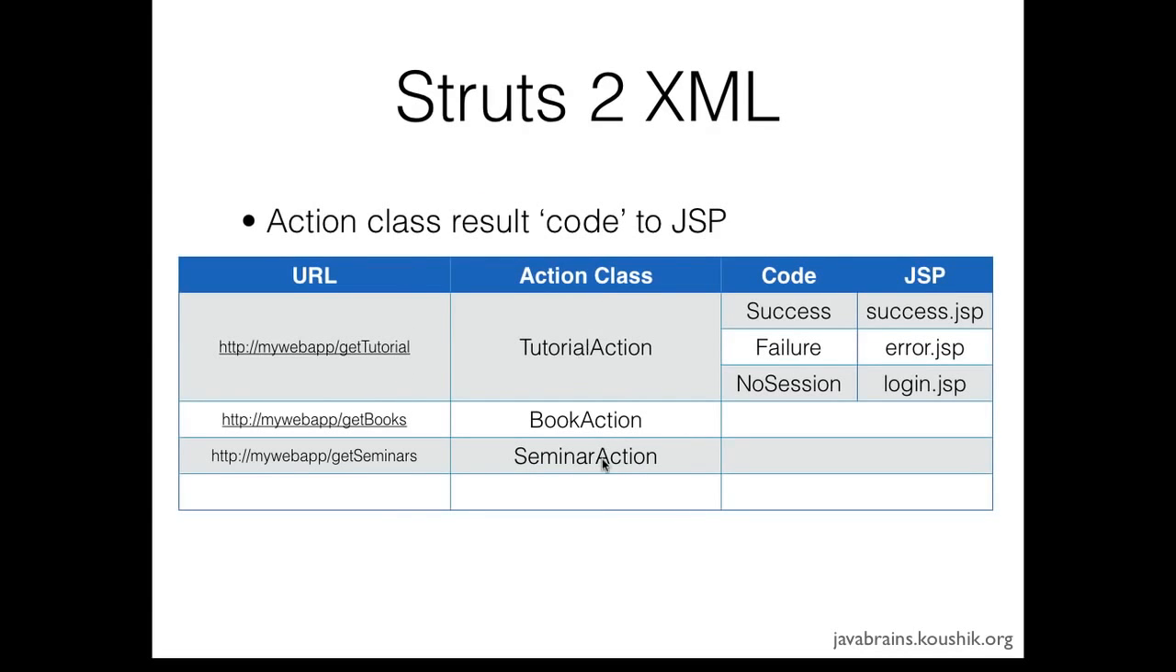You have a URL mapped to an action as usual, but then each action will have a particular code upon which a particular JSP has to get executed. So you could have n number of this for a particular action class. So depending on the result of the action class, if it returns a success, then you show success.jsp. If it returns a failure, you show an error.jsp. And if it returns, say, a no session code, depending on its check for a logged in session, redirect to a login.jsp. So this is an additional configuration that goes to the struts XML.